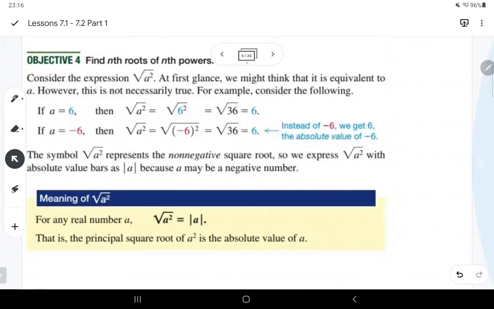Okay, find the nth root of nth powers. Consider the expression the square root of a squared. At first glance, we might think that this is equivalent to a. However, it is not necessarily true. For example, consider the following.